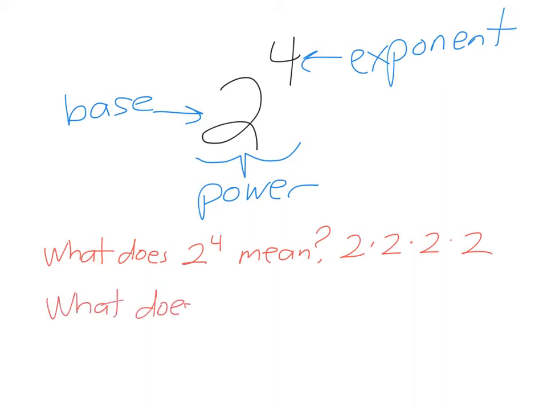What does 2 to the 4th equal? What it means and what it equals are two different things. What it means was 2 times 2 times 2 times 2. What it equals is when you multiply it all out. And in this case, what it equals is 16.